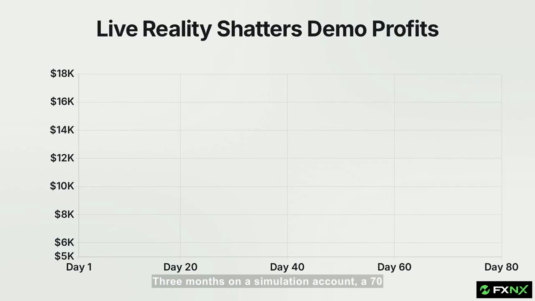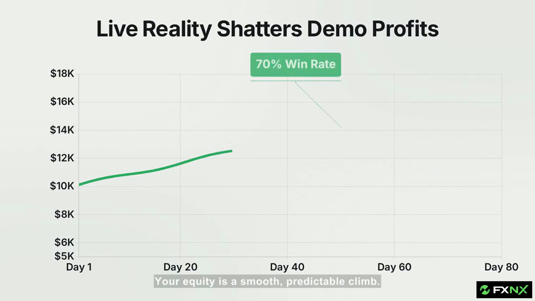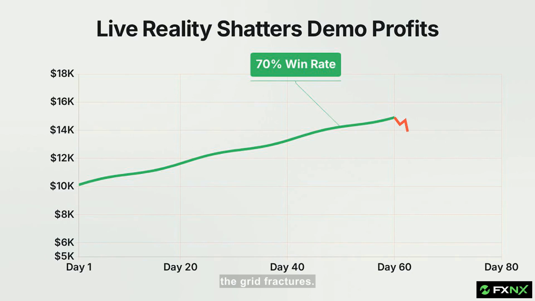3 months on a simulation account, a 70% win rate. Your equity is a smooth, predictable climb. You feel completely ready. But flip the switch to live money and the grid fractures. The flawless climb collapses into a jagged downward spike.